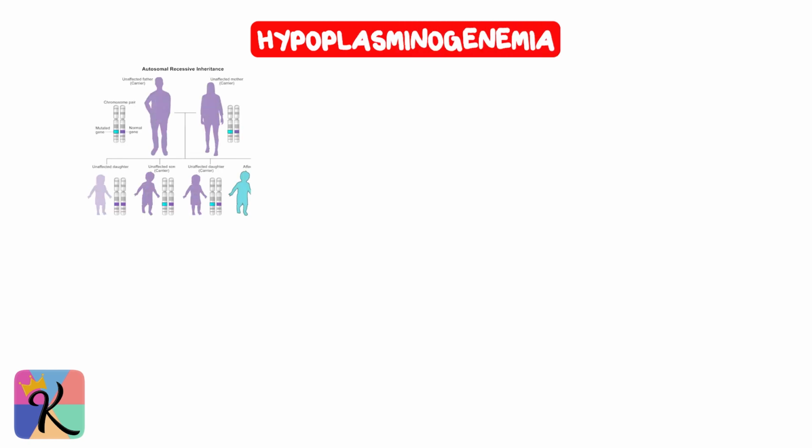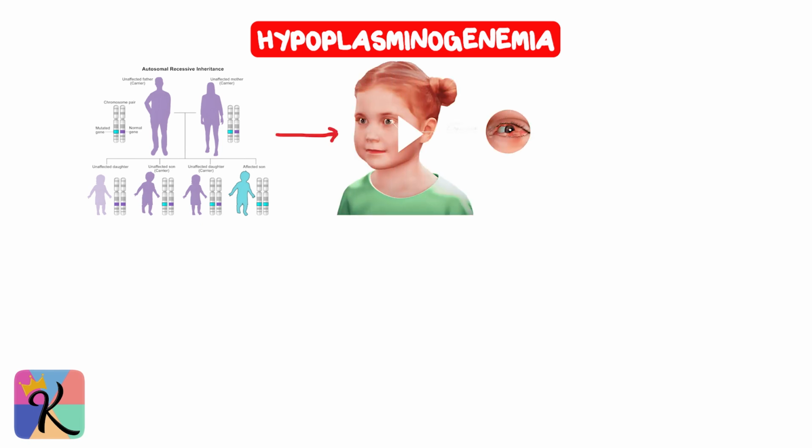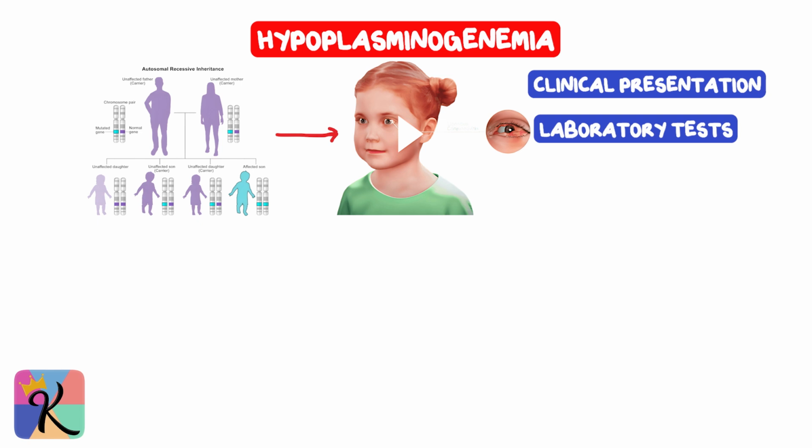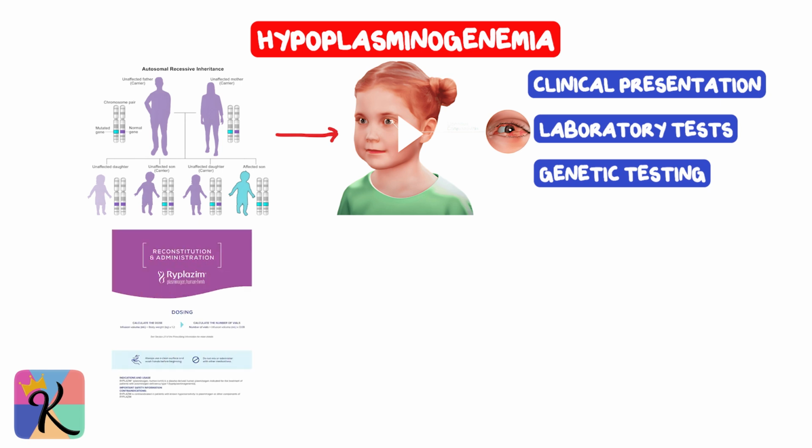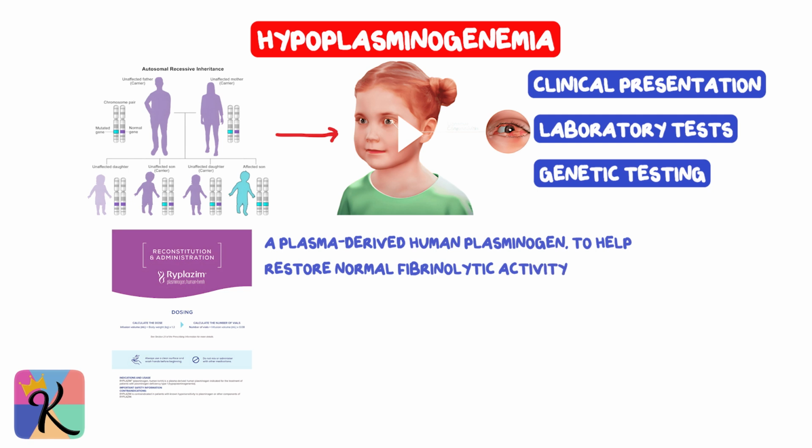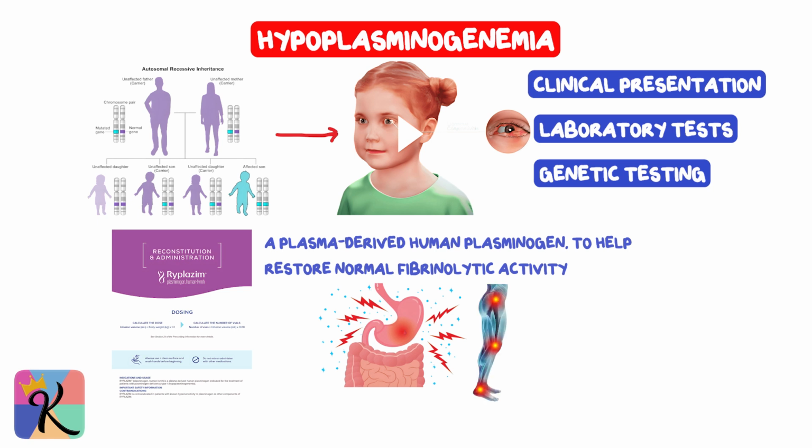Hypoplasminogenemia is caused by autosomal recessive mutations in the PLG gene. Patients with this condition often present symptoms in early infancy, and the diagnosis is typically confirmed through clinical presentation, laboratory tests for plasminogen activity, and genetic testing. Treatment often involves the administration of Ryplazim, a plasma-derived human plasminogen, to help restore normal fibrinolytic activity. However, this treatment can have side effects, including gastrointestinal upset and extremity pain, and should be managed carefully to avoid complications like hemorrhage.